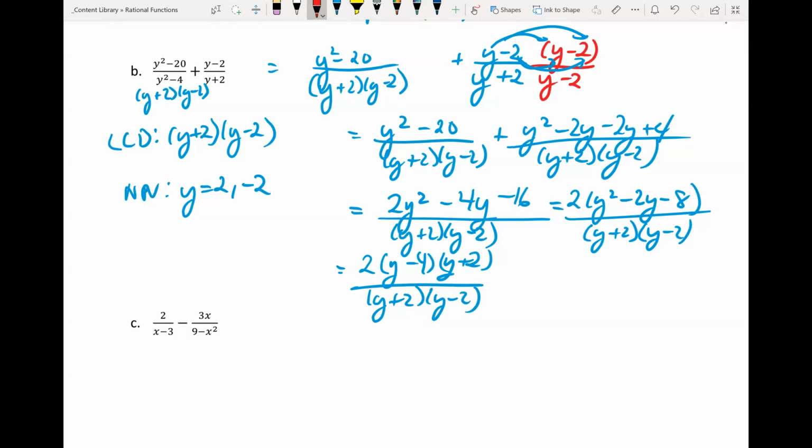So we can see that we can cancel out this y plus 2 top and bottom. And then whatever is left over is our most simplified form. So that would be our final answer.